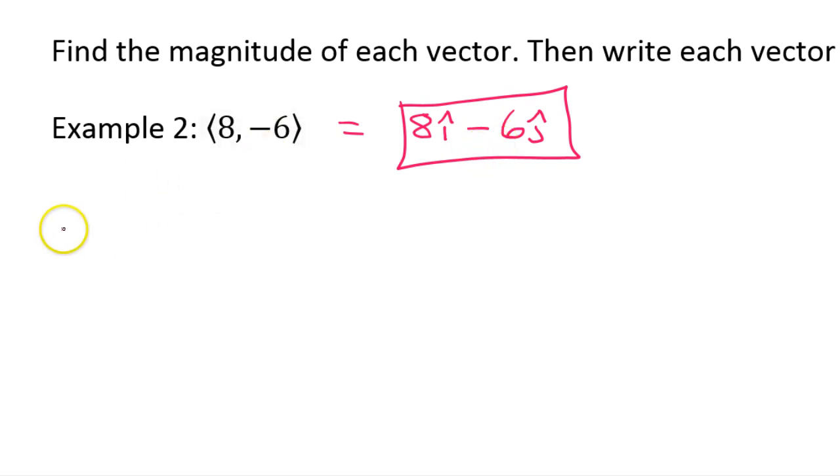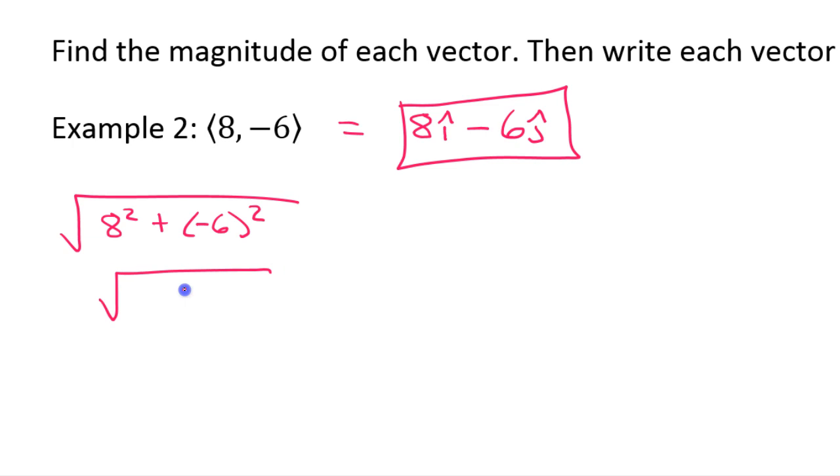Then the magnitude, we learned how to do that a long time ago. We just do the square root of 8 squared plus -6 squared. So that's going to be the square root of 64 plus 36. So that's going to be the square root of 100. So that is going to be 10.